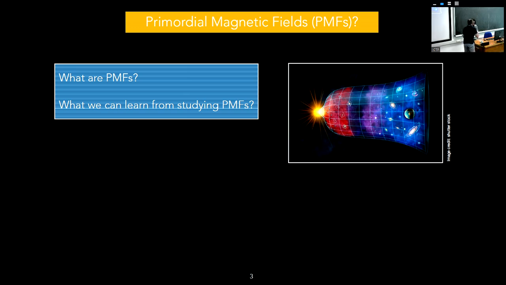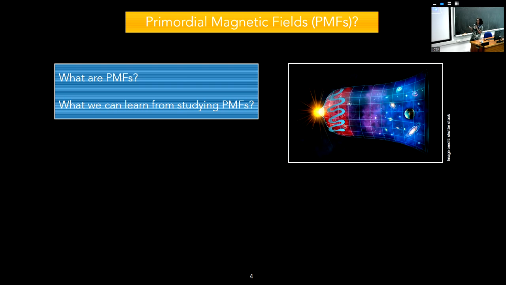This? Okay. So primordial magnetic fields are magnetic fields that originated in the early universe. And sorry, how can I show a pointer? Sorry, this is the pointer. Okay, thank you. Wait a sec. Okay.